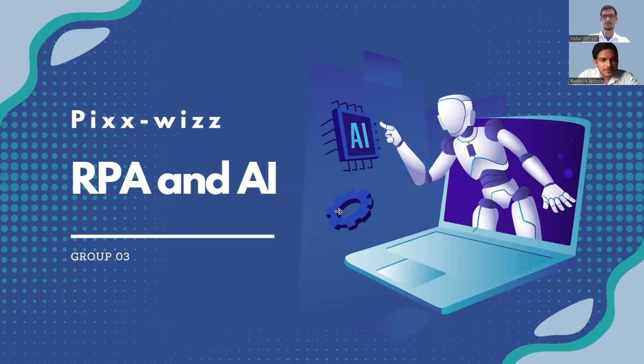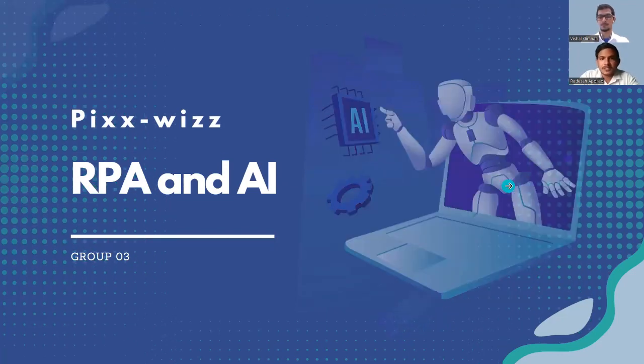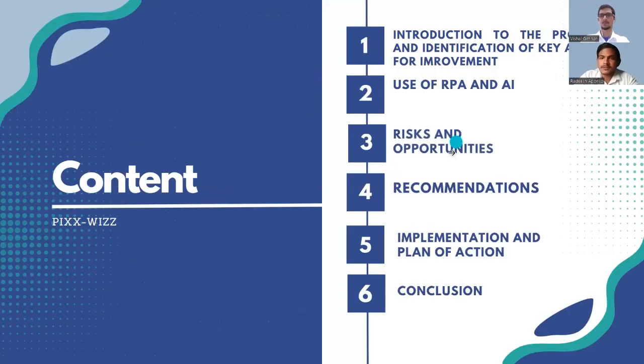We are group number 3, and we'll be talking about how Pixwiz can implement RPA and AI in their new game, which is KepQuest. And throughout this presentation, we'll be talking about the introduction of the project and the identification of key areas for improvement, the use of RPA and AI, the risks and the opportunities for the company, our recommendations, the implementation and the plan of action, and finally, the conclusion.